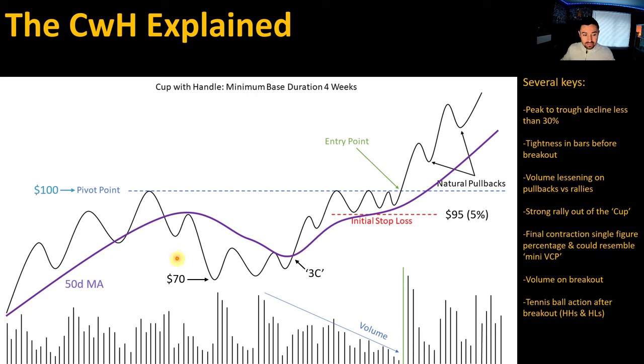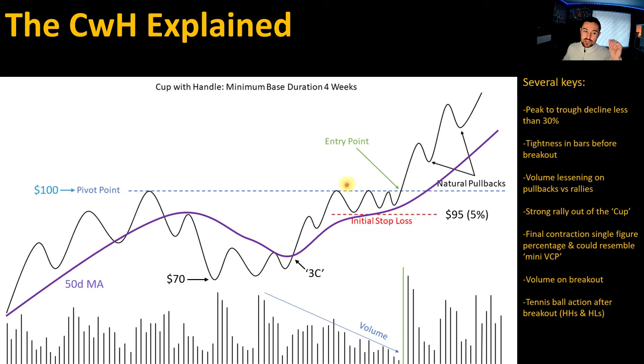So here you can see we have one contraction, then two contraction, three contraction, building higher lows. The volume really dries up before this, and then it reclaims the 50-day moving average. So this is what Minervini was talking about with a 3C, that low cheat. He will look for it within 8% of the 50-day. So it can be 8% below the 50-day moving average, which is what I'm trying to illustrate here. Just the subtlety on a cup and handle.